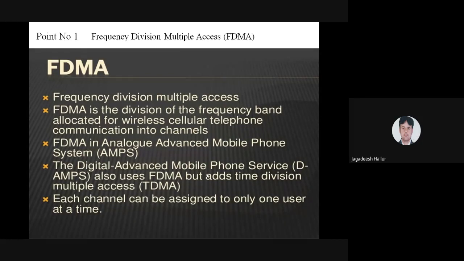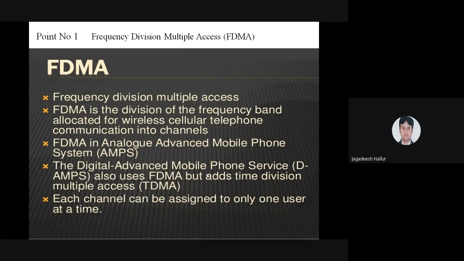In FDMA, the frequency band is fixed and the channel is also fixed. One channel is allocated to an individual user. Whatever channel is allocated is permanently allocated, and the frequency band is permanently allocated to that individual user. That is the concept of frequency division multiple access. Each channel can be assigned to only one user at a time.